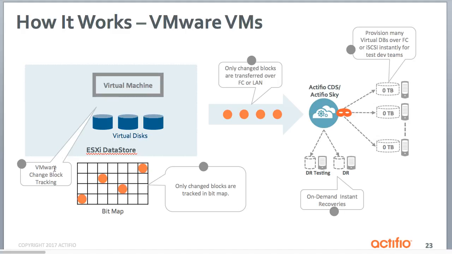VMware virtual machines, we use VMware's change block tracking. So when we begin to protect a virtual machine, we turn on change block tracking. We use VMware snapshots to preserve a version of the virtual machine at a particular point in time. We copy just the change blocks across either fiber channel or LAN onto the Actifio staging disk, basically writing it directly over the top of the previous blocks, but protecting the previous blocks with those internal snapshots, which can then be presented instantly for on-demand recovery or instant test and dev.